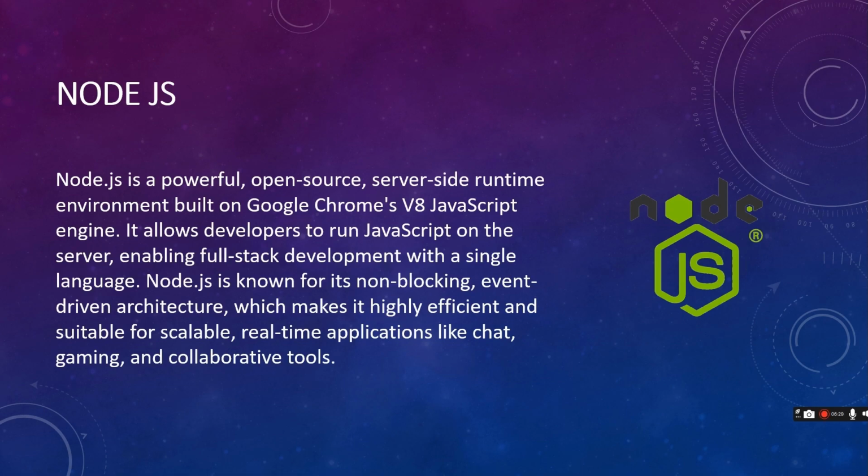Now let's see about Node.js, which is our backend runtime environment. Node.js is a powerful open source server-side runtime environment built on Google Chrome's V8 JavaScript engine. As we know, Google Chrome uses the V8 JavaScript engine. That is the same thing that is used in building Node.js. It allows developers to run JavaScript on the server, enabling full stack development with a single language.